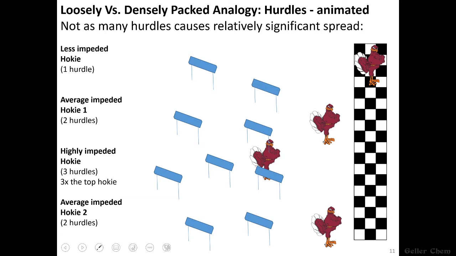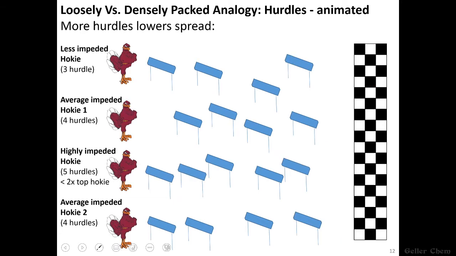The majority of our Hokies are in the middle of this distribution. The lucky Hokie that was least impeded is in the front, and equally far behind is the highly impeded Hokie. Now, let's make that field more densely packed with hurdles. Now, all four of our Hokies have more impediments in the way.